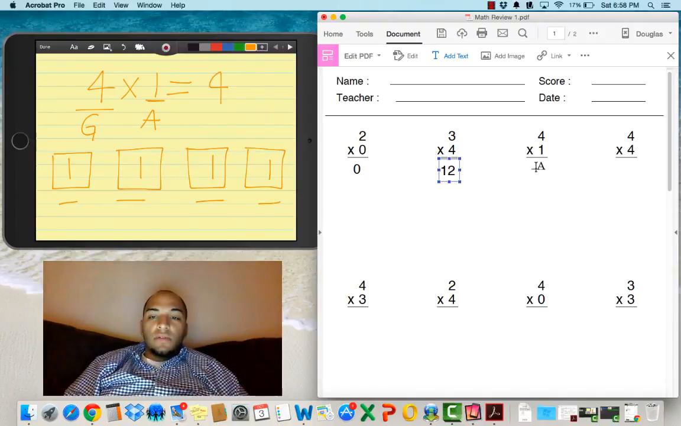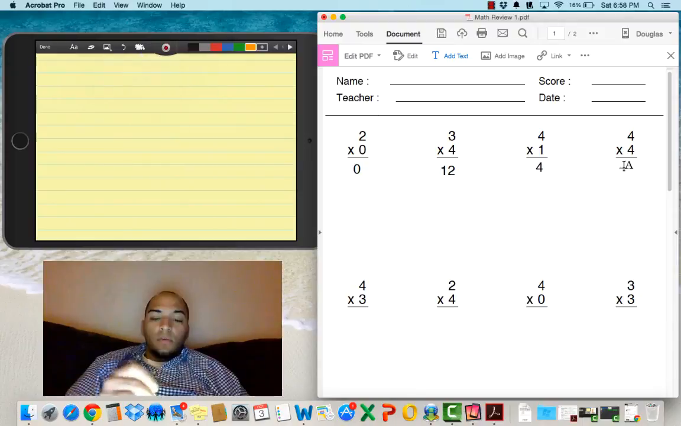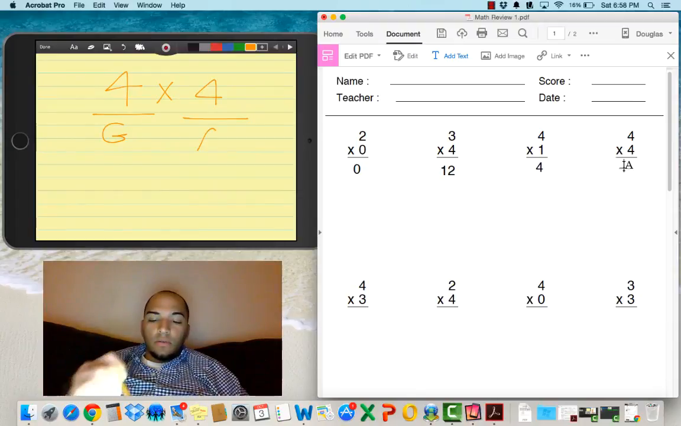Okay, so the answer to this one is 4. Let's move on to the next one. We have 4 times 4. So we have 4 groups with 4 in each. Remember that the A stands for amount, the amount in each group.